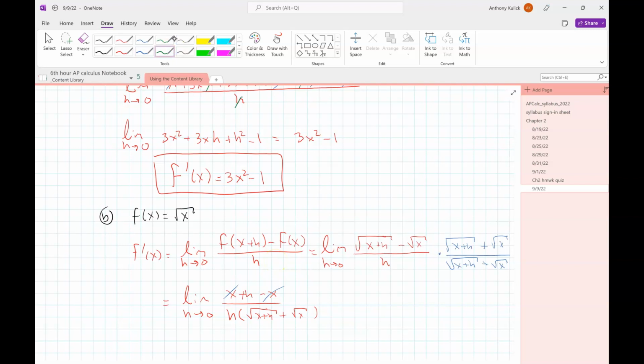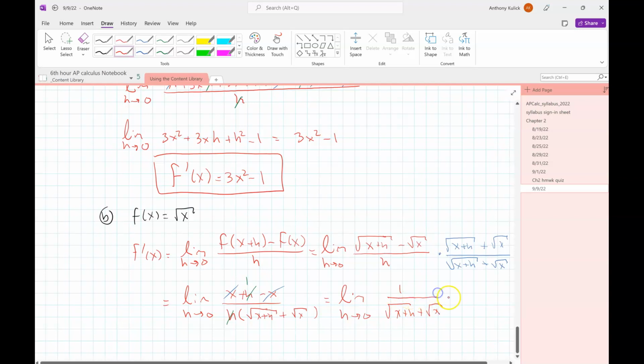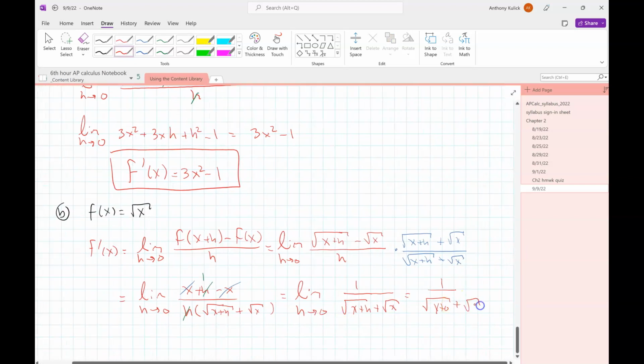What's left now in the numerator? Just an h, so we can reduce that. So I have 1 over the square root of x plus h plus the square root of x. Can I direct substitute that? Yeah. So when I do that, I get 1 over 2 square roots of x.